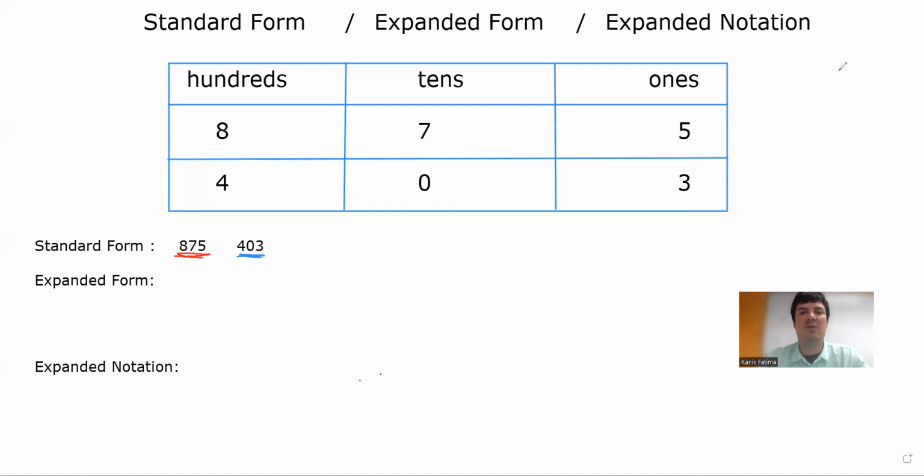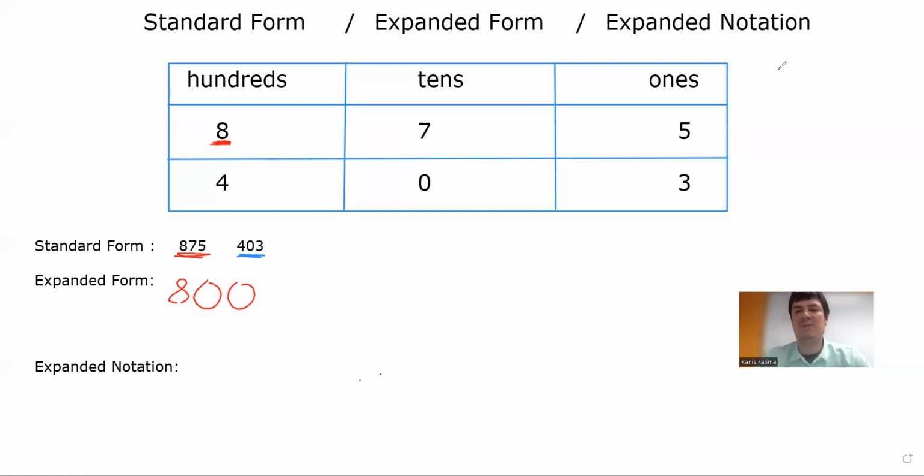Now, another way to write a number is what's called expanded form. Expanded form is you're going to write the value of each digit in its different columns. So for example, my first number again is 875. Now my 8, the digit 8, is in the hundreds column. That means I have 8 hundreds. So all I need to write is, again, because 8 is in the hundreds column, I write 800.